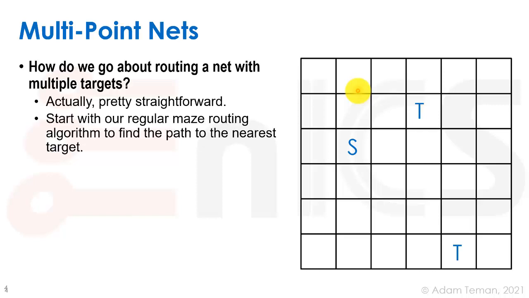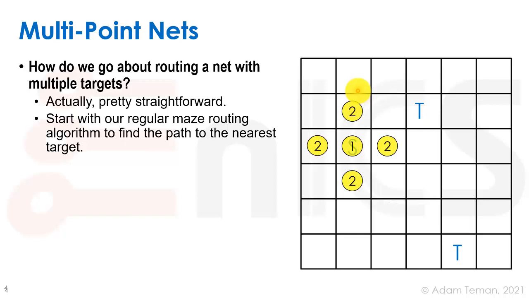So how do we do it? It's pretty straightforward. Okay, we start with our regular maze routing to find the path to the nearest target. So we start with a 1 on the source. And remember, this is just an electrical wire. It's an equipotential wire. We don't care what we mark as the source and the target. It doesn't have to be from the output of a gate to the inputs of a gate. We could do it from any one of the pins on the gate.